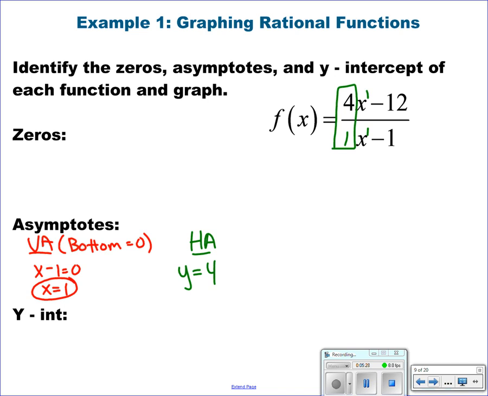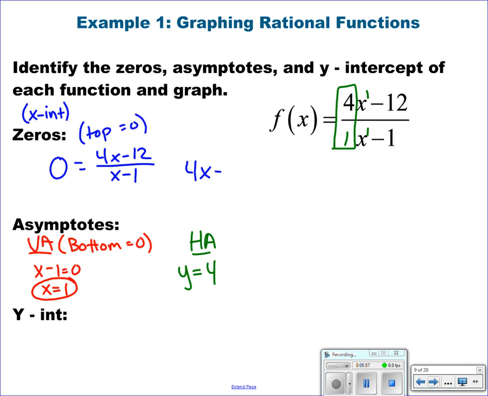Zeros. There's a reason I stressed that we knew this. Zeros are the same thing as x-intercepts. For the x-intercept, you make y equal to 0, so you make your whole function equal to 0. The only way for that function to equal 0 is if the top equals 0. So really what you're doing here is setting the top equal to 0. You might want to make note of that. We add 12, we divide by 4, and get 3, so it's the point (3, 0).